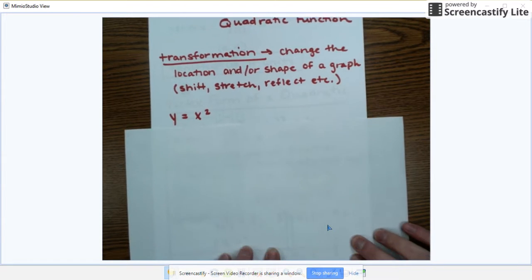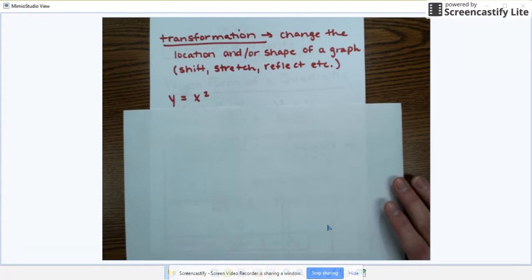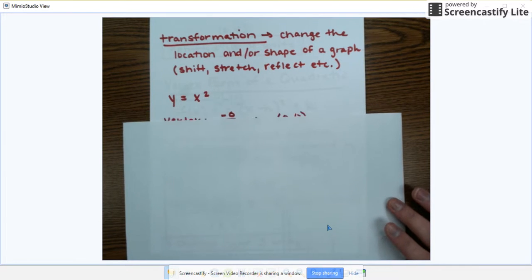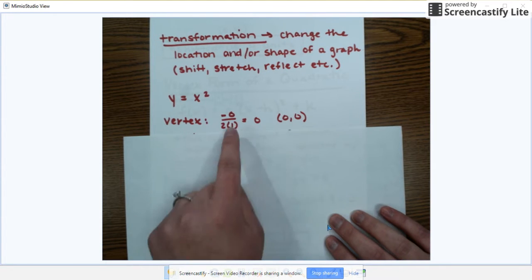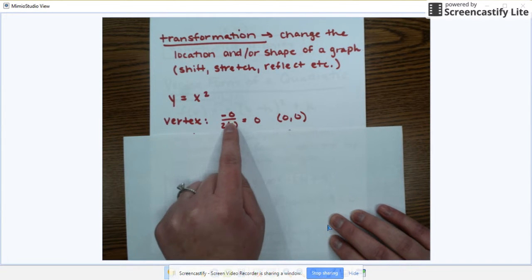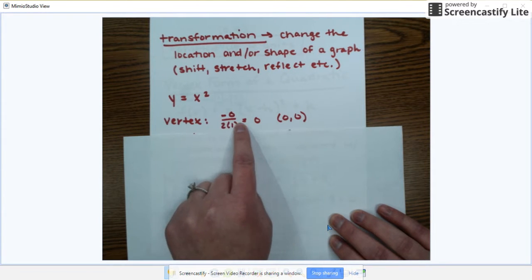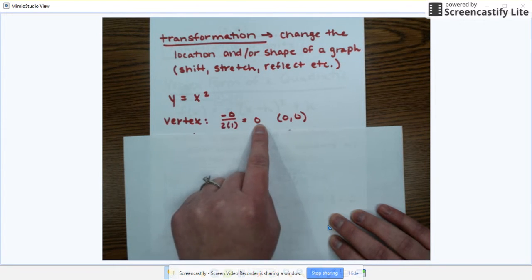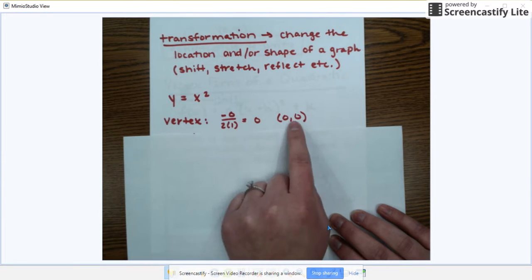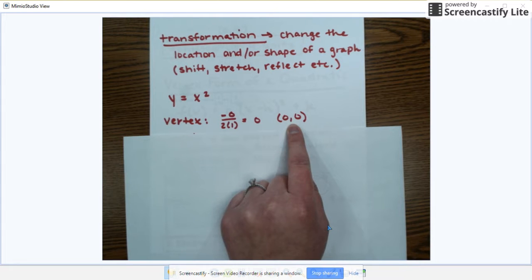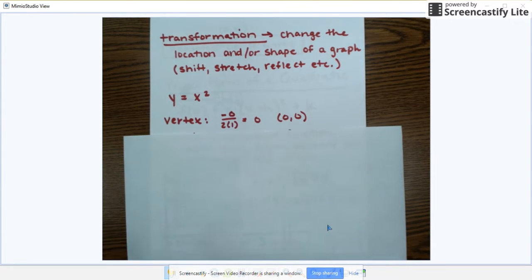We're going to look at y equals x squared first. I want to find the vertex. So we use our opposite of b over 2a formula to find our vertex. We don't have any b terms, so we have opposite of 0 over 2 times 1. Well, we know 0 divided by anything is 0. And if you plug 0 back in, we get our y value, so 0 squared is 0. So our vertex for y equals x squared is 0, 0.